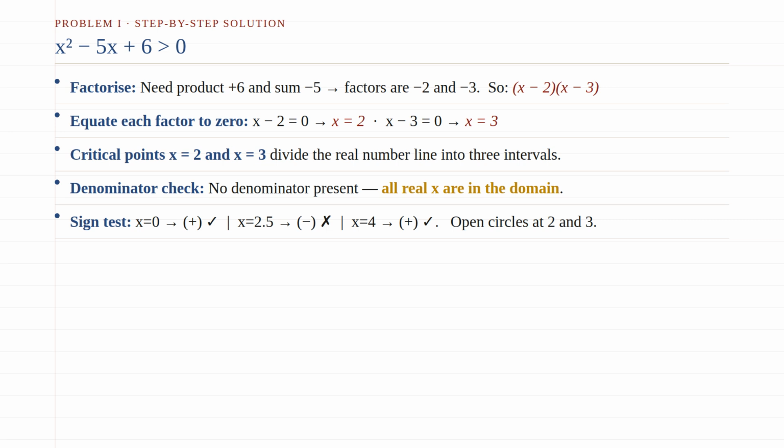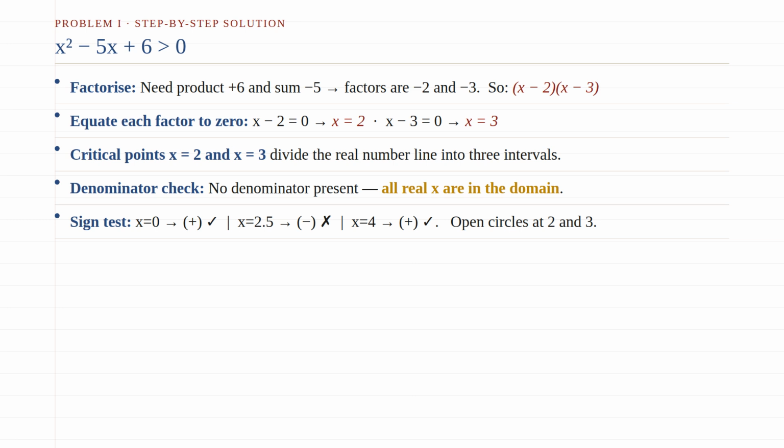First, we factorize. We need two numbers whose product is positive 6 and whose sum is negative 5. Those are negative 2 and negative 3, so the polynomial factors as x minus 2 times x minus 3. Setting each factor to 0, x equals 2 and x equals 3. These are our critical points. Since there is no denominator, all real values of x are in the domain.